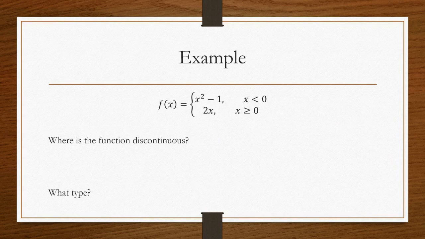This next example is a piecewise function. One piece of the function is a quadratic. Well, we know quadratics are continuous. And the other one is linear, has a slope of 2 and a y-intercept of 0. Well, we know linear functions are continuous. So the only place where we might have a discontinuity is at x equals 0. And the way we're going to tell whether we have a discontinuity at x equals 0 is we're going to examine the limit as x goes to 0 from both directions.